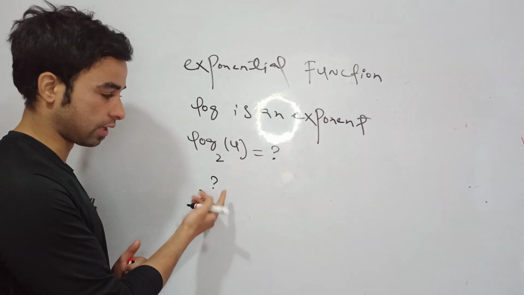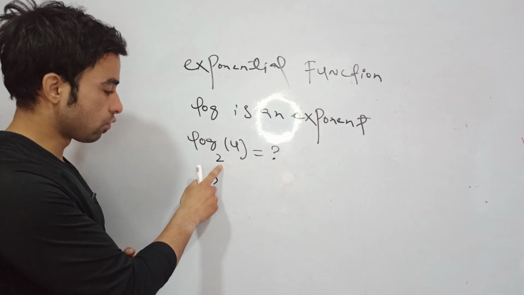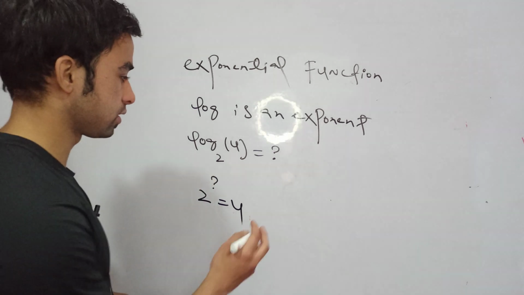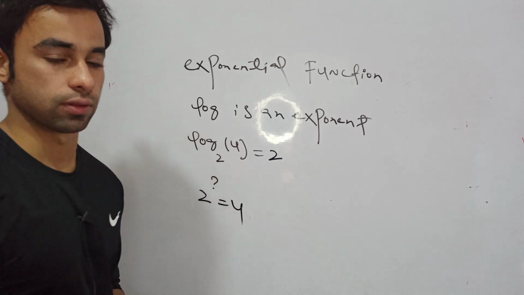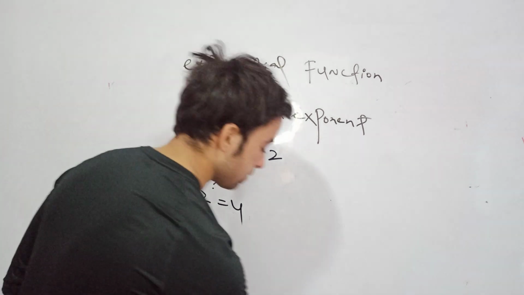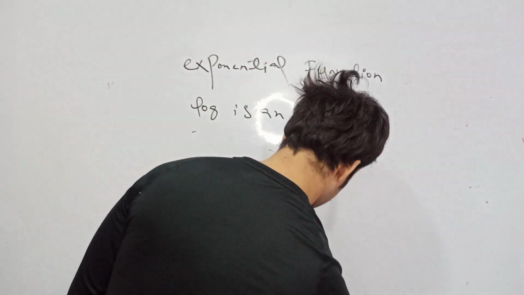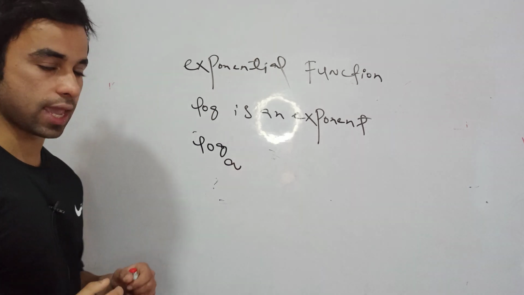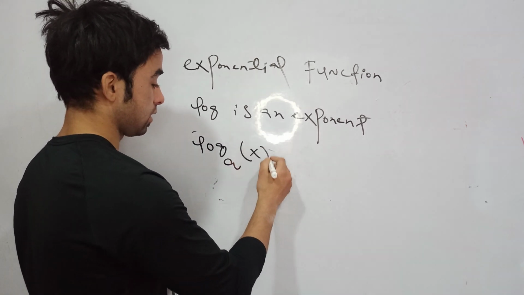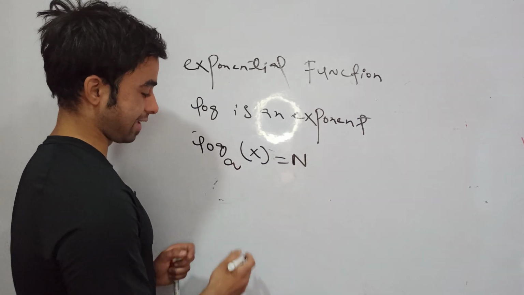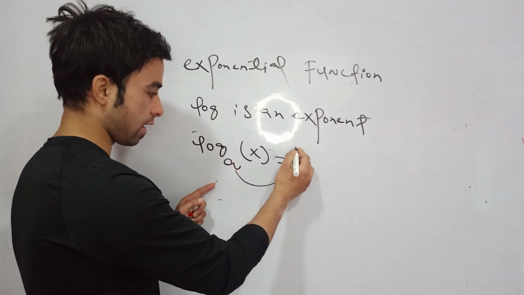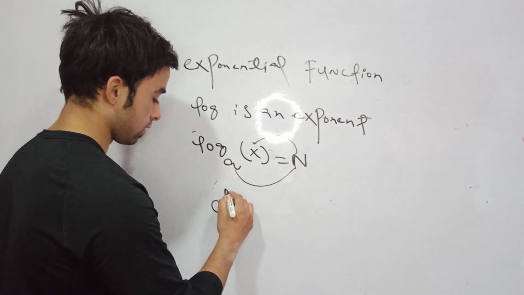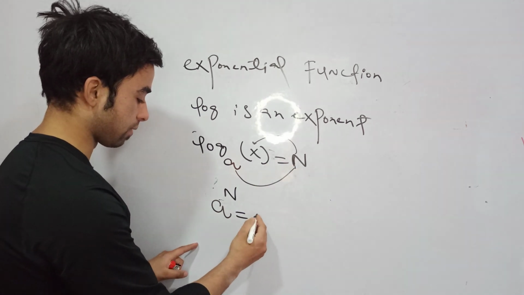I need to find out the power of this thing. I need to find out the power of the base of the log. So what should I raise 2 to in order to get 4? So that means I need to raise 2 to the power of 2. So that means the answer here will be 2. It's pretty simple. Now I can write it in the exponential form as this. If we have a function log a of x equals n, I can write it as a should be raised to the power of n, and I will get x. So it can be mathematically written in the exponential form as a raised to the power of n gives me x.